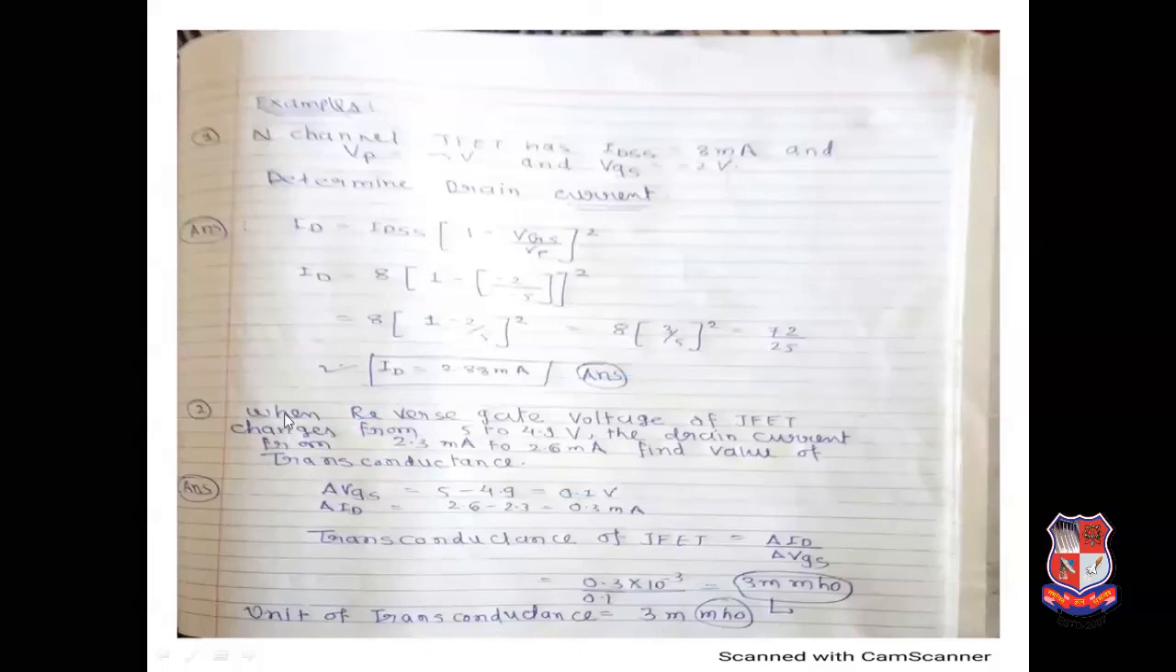Now, when reverse gate voltage of JFET changes from 5 volt to 4.9 volt, means delta VGS equals 5 minus 4.9. Obviously, gate to source voltage changes here. So 5 minus 4.9 equals 0.1 volt. Similarly, drain current changes from 2.3 to 2.6 milliampere. So 2.6 minus 2.3 equals 0.3 milliampere. If you take the ratio, then it is known as 3 millimho. It is the final answer.